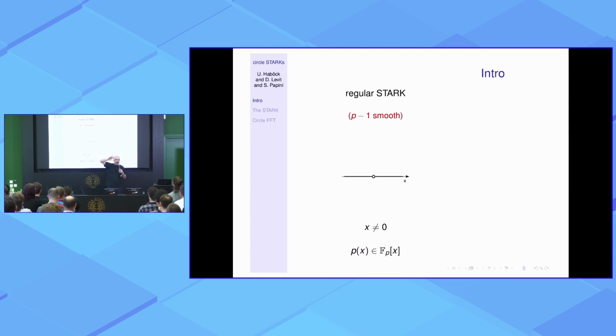You have some action of symmetry on it. That's the multiplicative group. It's a smooth group, considering that p minus 1 is smooth. That means it's FFT friendly. So that's the key ingredient you need to build a STARK: to have a smooth group acting on something. In this case, it's not even worth thinking of it as a curve. No, it's a line.